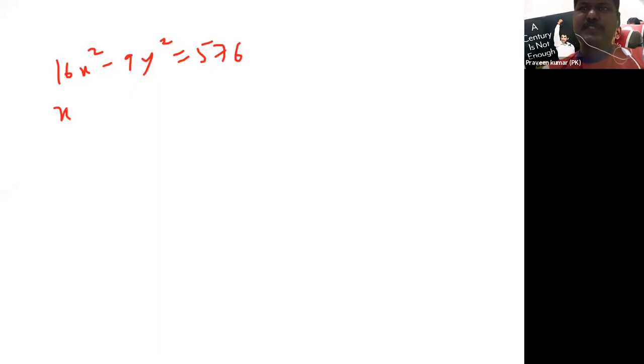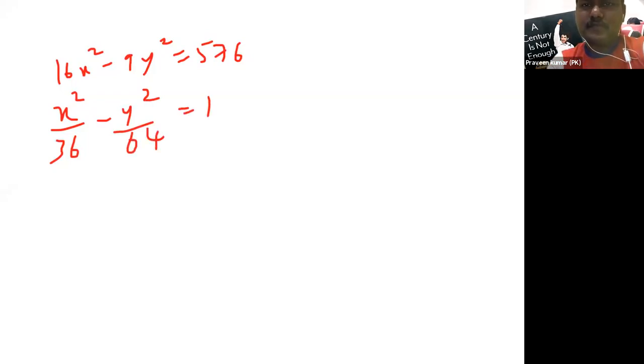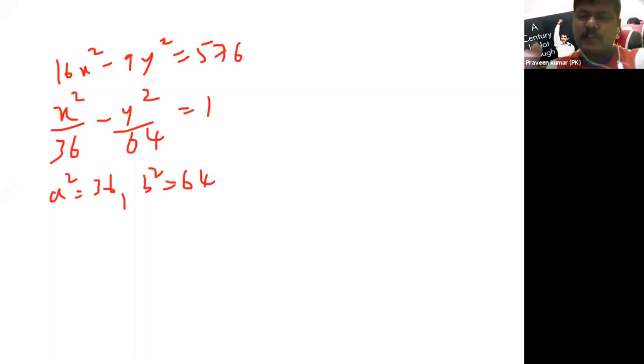If you divide both sides, x square by 576 by 16, how much? 36. y square by 9y square 564. a square is 36, b square is 64. Sir, how do we know it is a square, b square? X is first, so it means a square only. It is on the x axis. a is 6, b is 8.